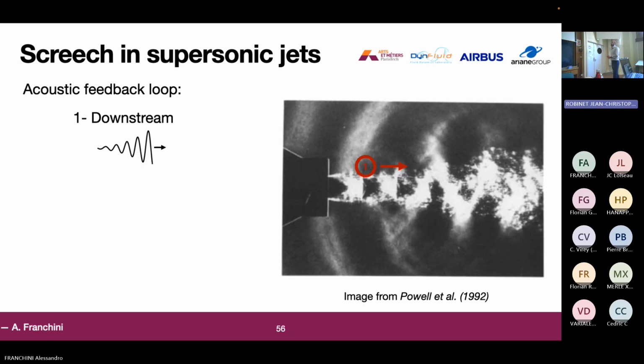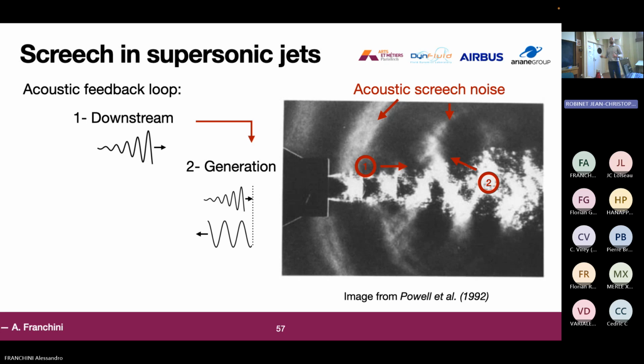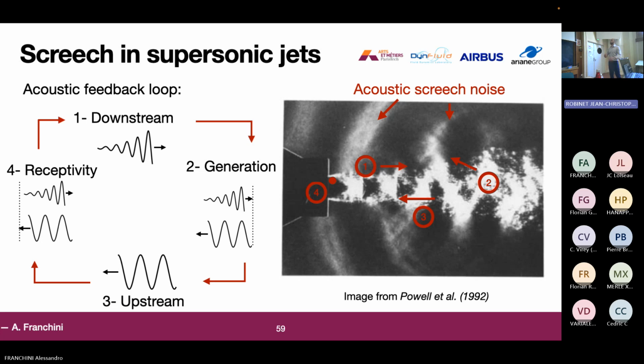Since the first work by Powell in 1952, screech has been studied as an acoustic feedback loop in which, for example, downstream propagating waves are excited: the Kelvin-Helmholtz instability is excited at the nozzle lip. Then it interacts with the shock cell structure and generates acoustic noise. Then there is an upstream mechanism that propagates this energy upstream and re-excites the downstream propagating waves at the nozzle lip, and so this closes the loop, and we have a feedback loop that is resonating. And here in this image, we can see the acoustic waves propagating upstream, typical of screech.